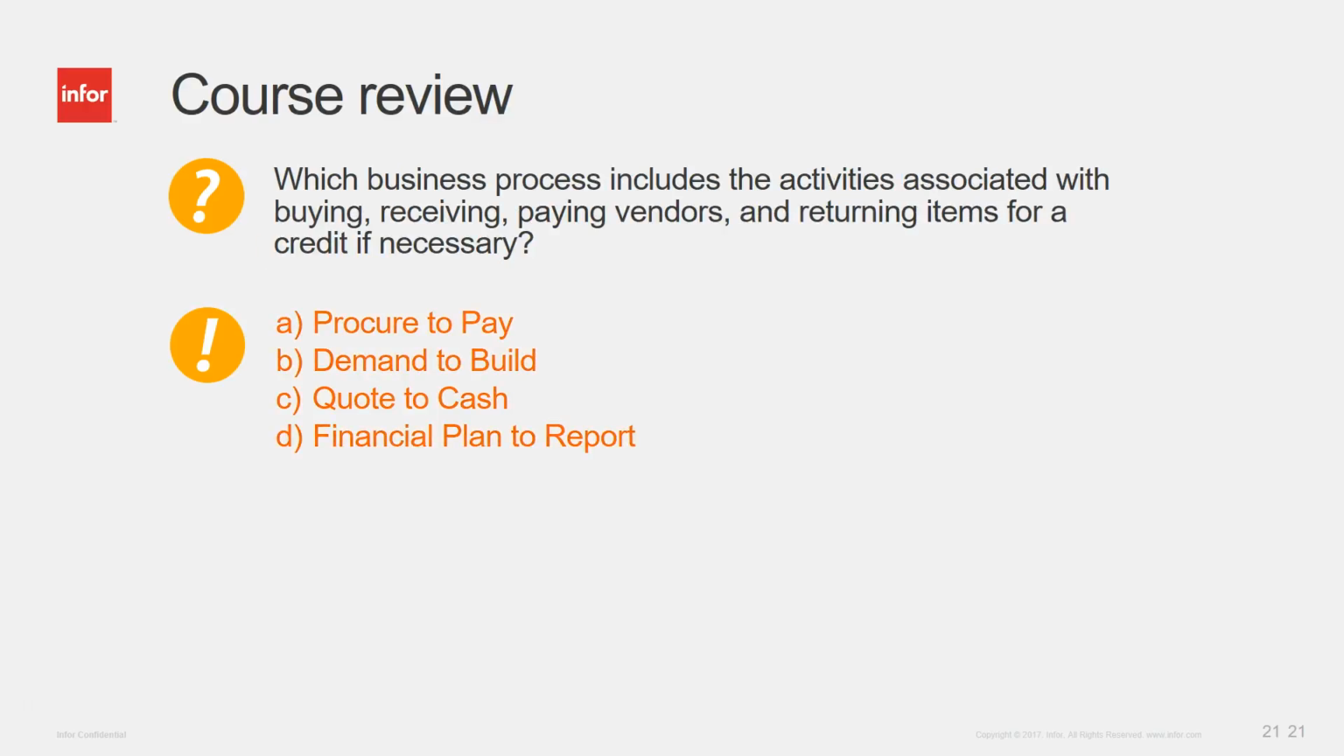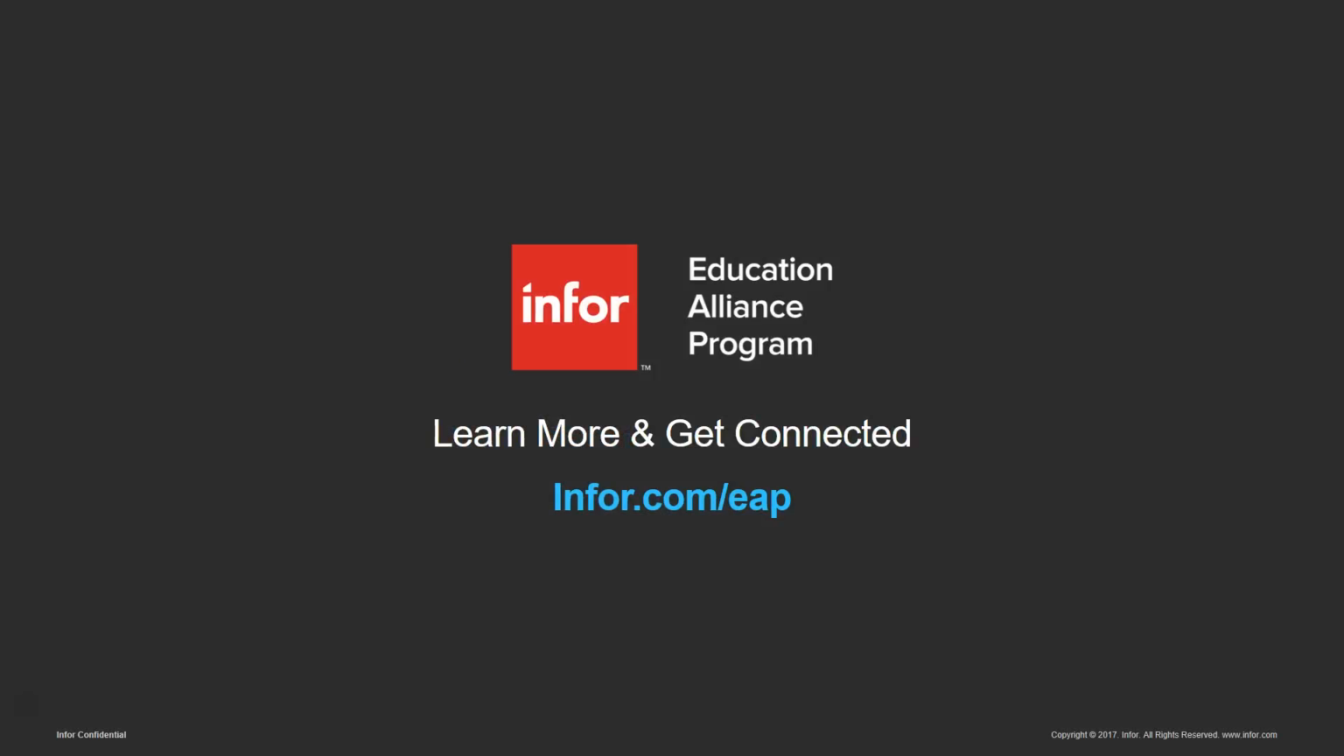Which business process includes the activities associated with buying, receiving, paying vendors, returning items for credit? Vendor is the key word in this one. Procure to pay is the correct answer. A, procure to pay. That has been the discussion of Chapter 4, Business Processes and Business Process Reengineering.